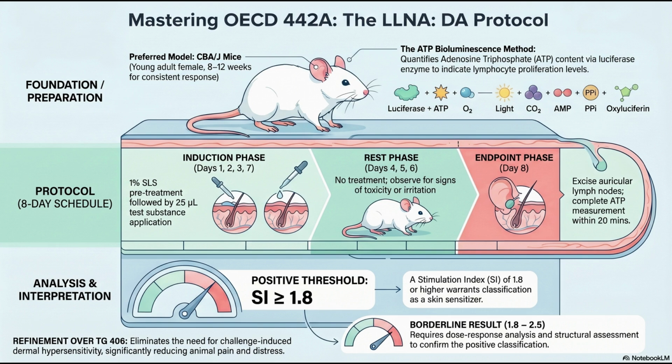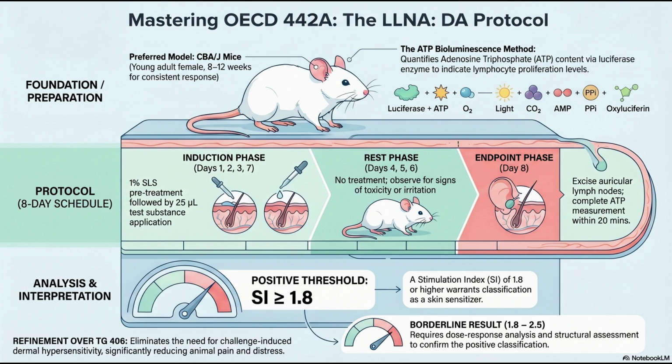An SI of 1.8 or higher triggers a positive classification. However, biology naturally resists absolute binaries. Right, it's never that simple. No, it's not. If a chemical produces an SI between 1.8 and 2.5, it enters this gray zone, which is defined as a borderline positive.